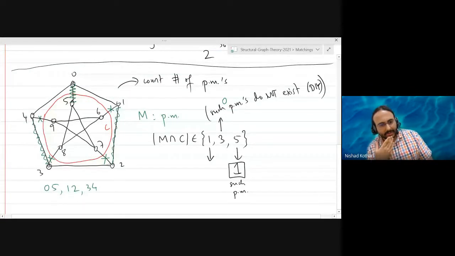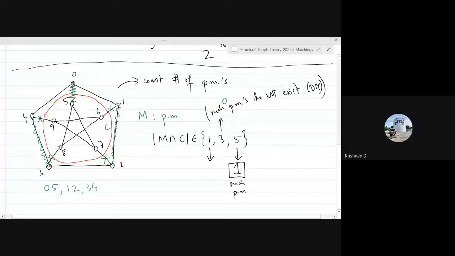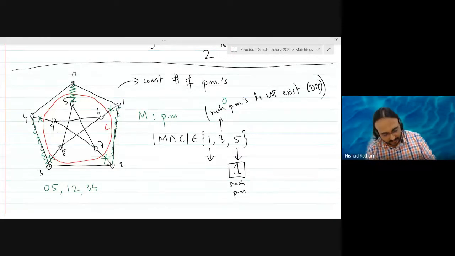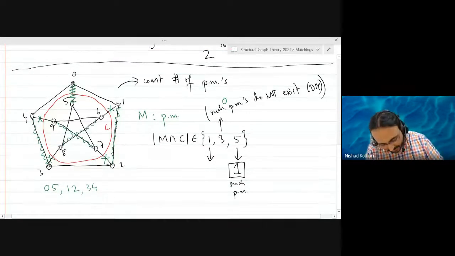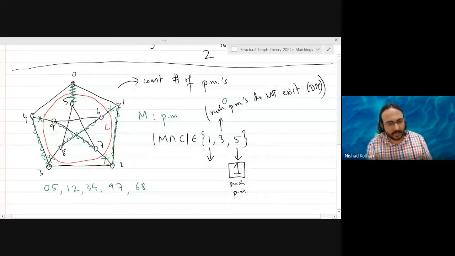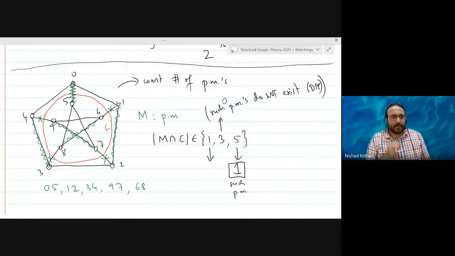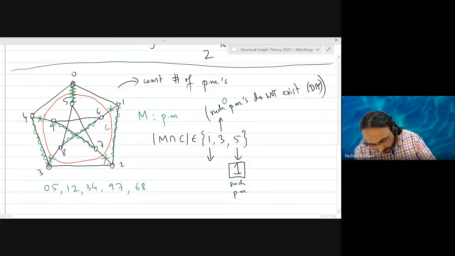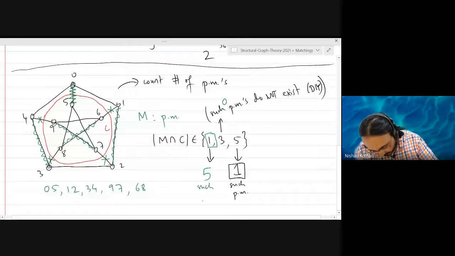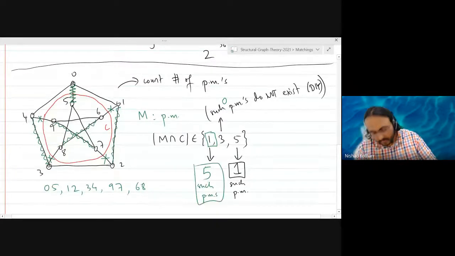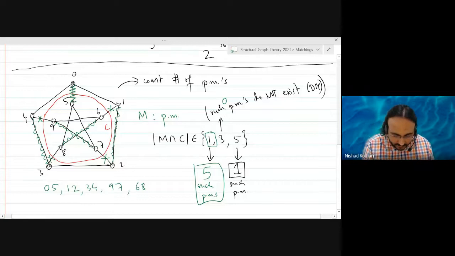And what about the inside? There's only one: 9, 7, and 6, 8. Because the Petersen graph is so symmetric, they both have an equal number of perfect matchings, 1 and 1. So as per what Kapil said, it's just 1 multiplied by 1. That gives you your perfect matching. Now how many perfect matchings do you have of this type? Exactly 5 such perfect matchings. So in total, the Petersen graph has 6 perfect matchings.